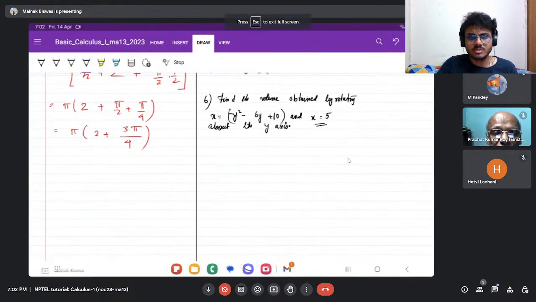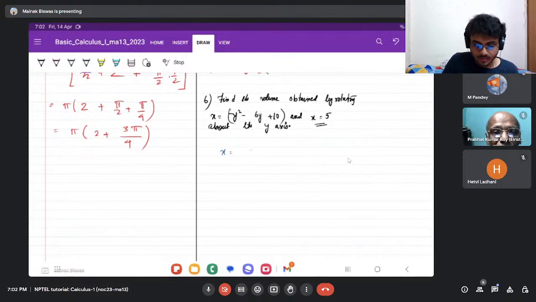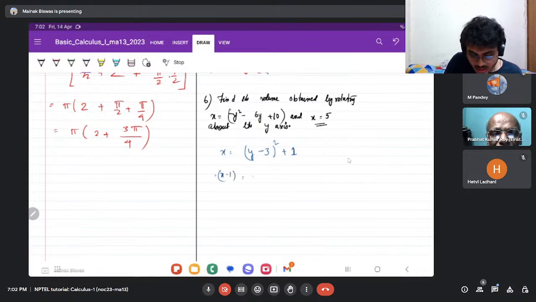Okay, so let me see what we'll do. So x, you try to make a perfect square, then you will have an equation of y squared equal to 4ax, like a parabola, a rightward facing parabola, right? So if you complete the squares, you have y minus 3 squared plus 1. Agreed? y squared minus 6y plus 9 plus 1. So you have x minus 1 is equal to y minus 3 squared.